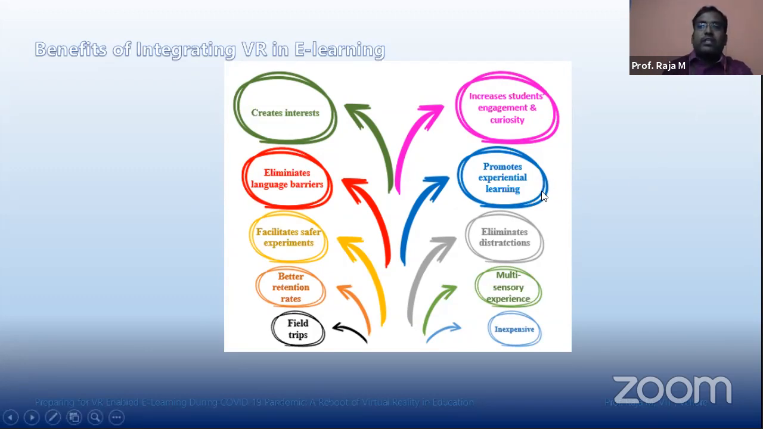And it promotes experiential learning. Of course, instead of reading through books, it gives you an experience of really going through something, and it facilitates safer experiments where labs like chemistry labs or mechanical labs where some damages can be caused. VR facilitates safer experiments, and it eliminates distractions, especially while talking.